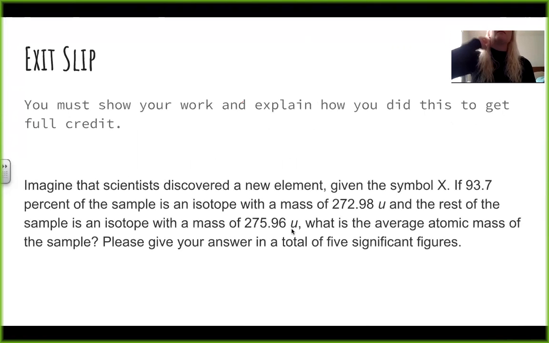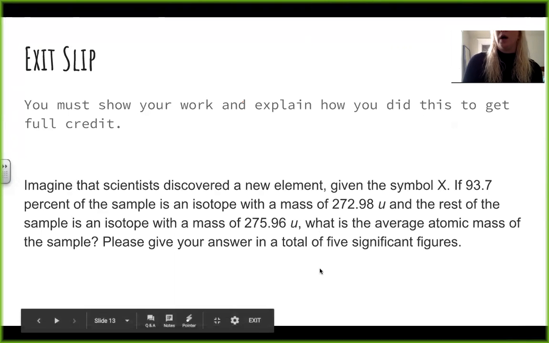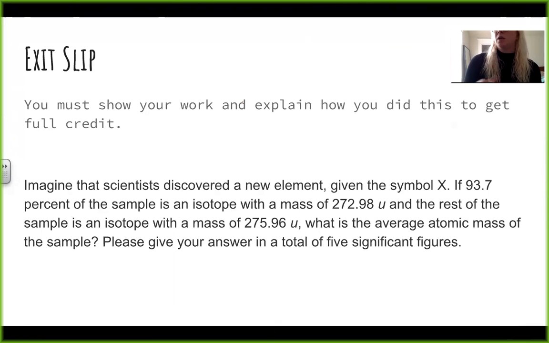So to get full credit on this, I want you to show your work, even if it's just listing out what you're multiplying, and explain how you did it. You're going to have to do this on the quiz as well. So if you do something and you show your work, I'll be able to actually give you feedback, right? Like if there's one step in particular that you got wrong.